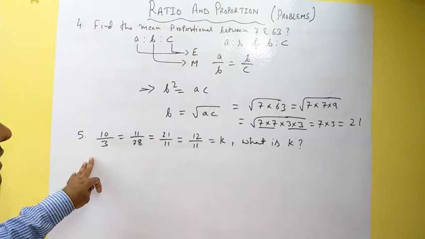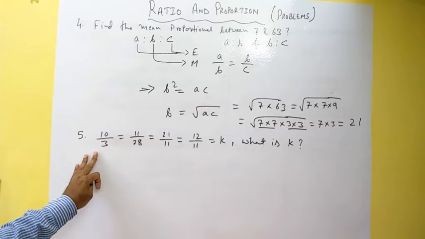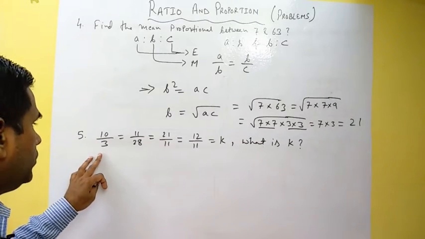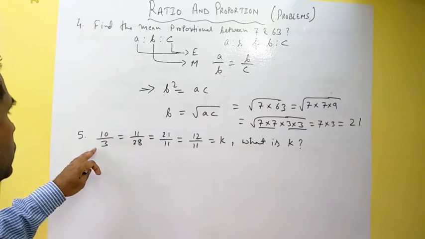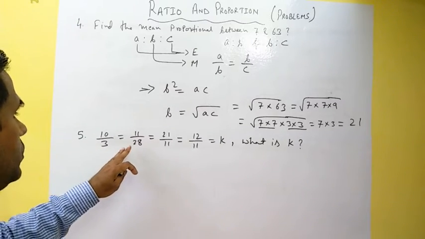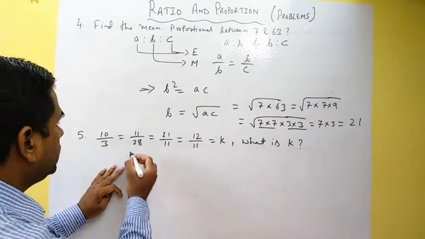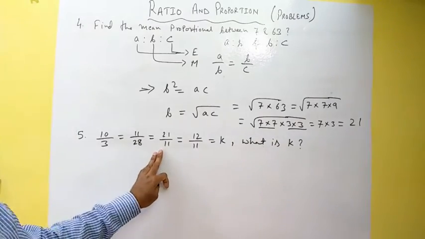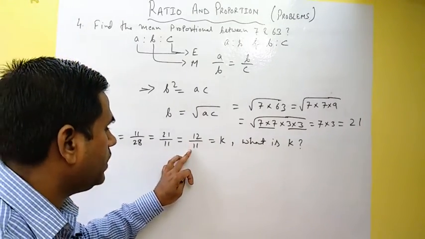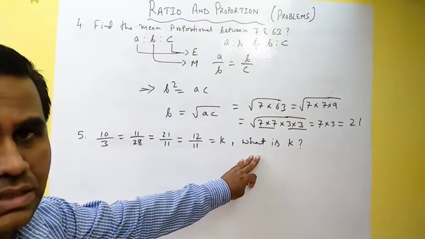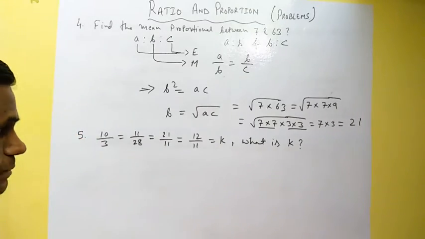Okay, now let us see the fifth question. In the fifth question, it says 10 upon 3, or you can see 10 is to 3 also ratio. 10 upon 3 is equal to 11 upon 28 is equal to 21 upon 11 is equal to 12 upon 11 is equal to K. What is K? So we have to find the value of K.